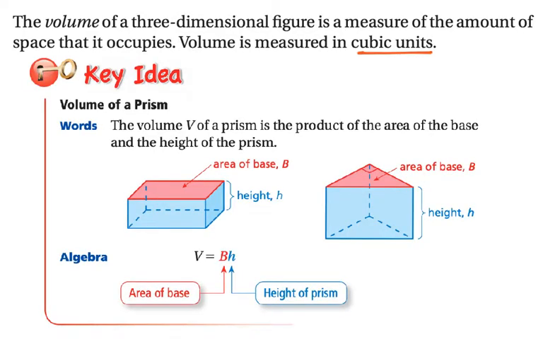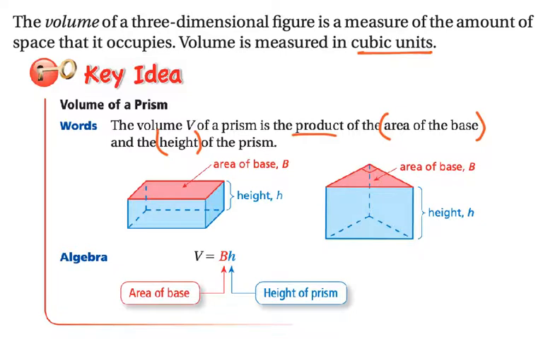And here's our key idea that helps us build the beginnings of our basic formula. It says the volume, or V, of a prism is the product of the area of the base and the height of the prism. So we need to find the area of the base of a prism, whatever shape that might be, and we find the height of the prism. Of course, keeping in mind that the height of a prism is not necessarily how tall it is. It's really the distance between the bases.